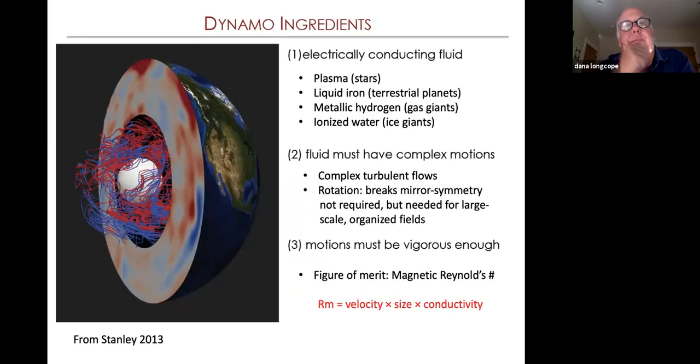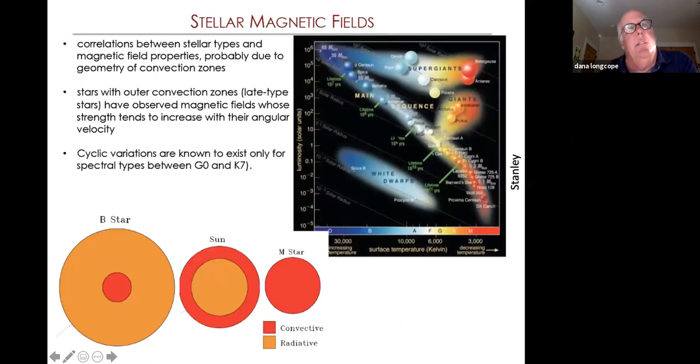Welcome back. So we sort of illustrated for a star the way that a dynamo works, sort of an oscillator, which requires conducting fluid with complex motions that are strong enough to give us a high magnetic Reynolds number. And that will sort of take us to a dynamo in a star. And the next thing I want to do is just look at some other stars.